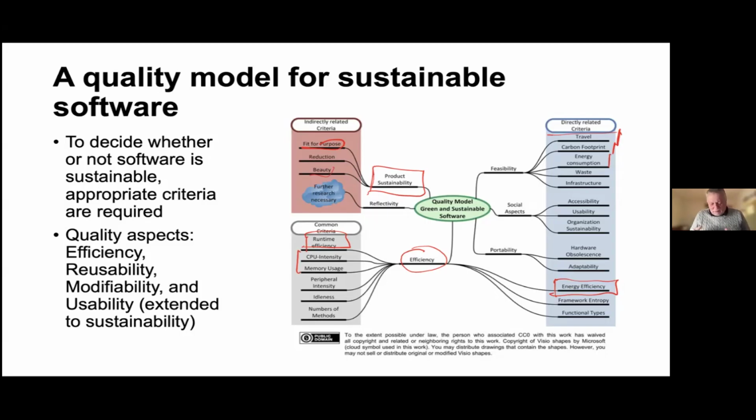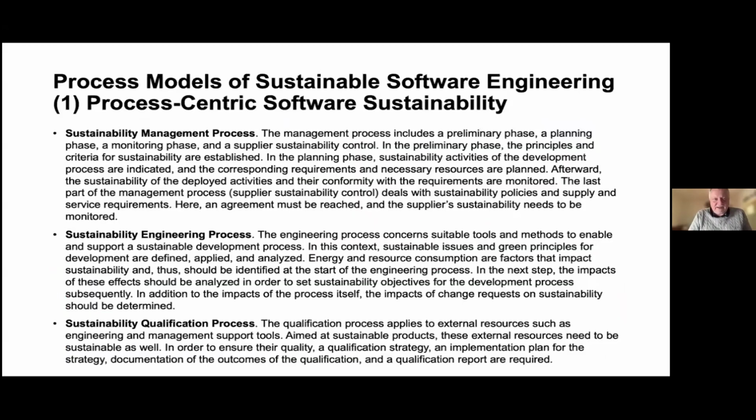And what this quality model is basically saying is that we need not only efficiency, reusability, modifiability, and usability as quality aspects, and correctness, I would say, because I'm usually working on safety critical systems, so this is also important. But sustainability should also be one of the quality aspects we need to consider.